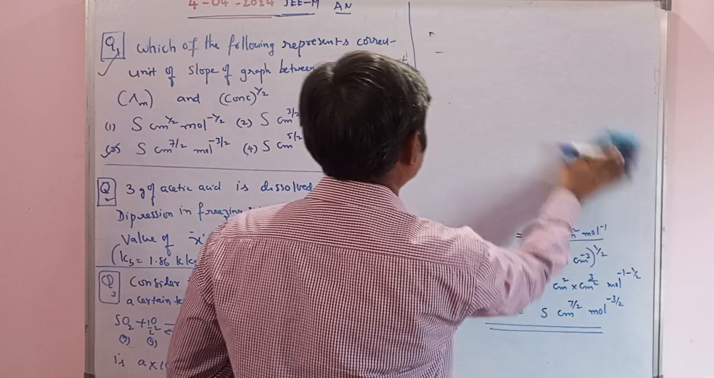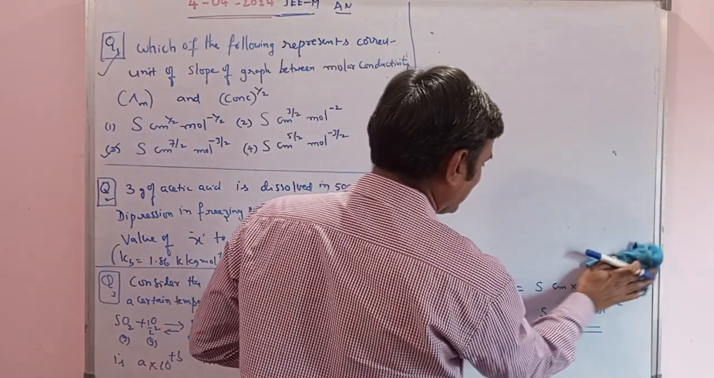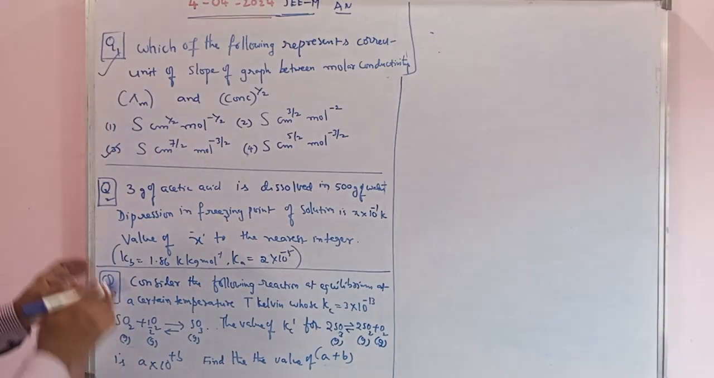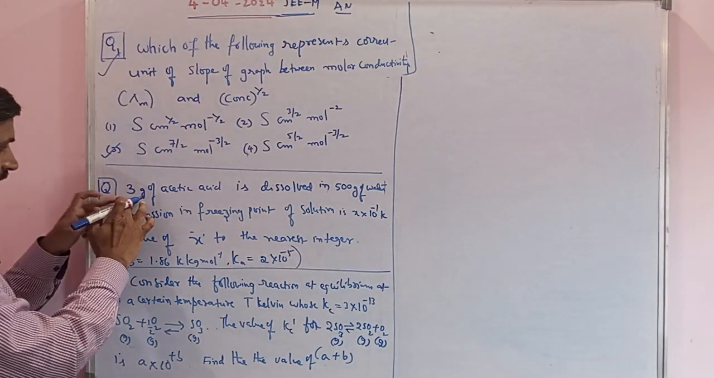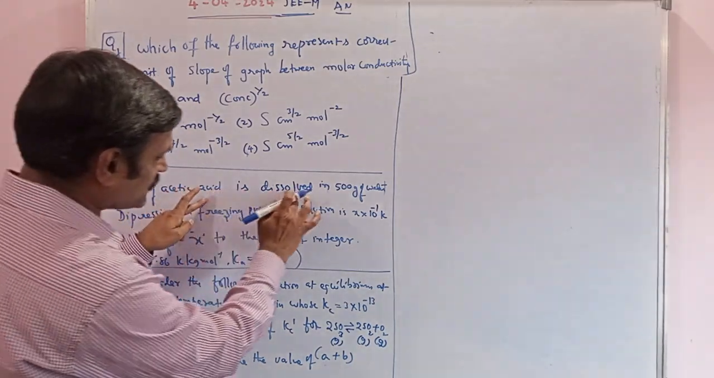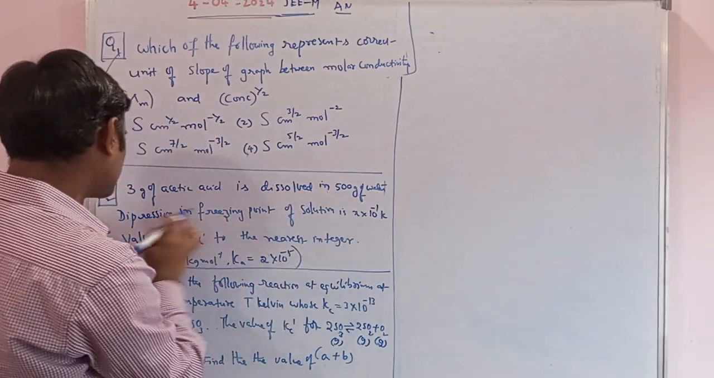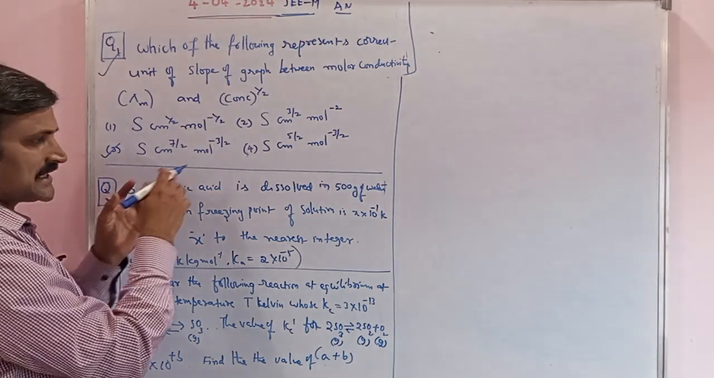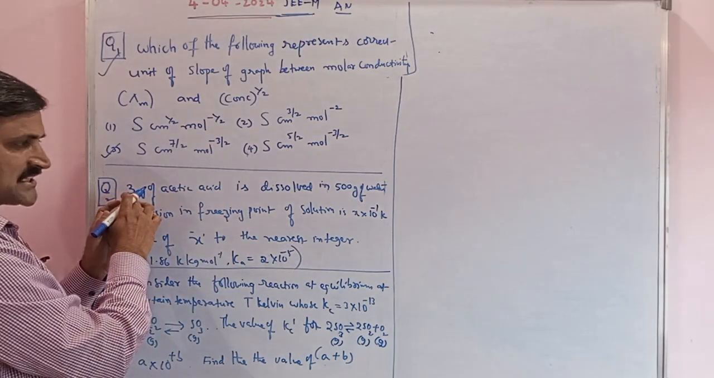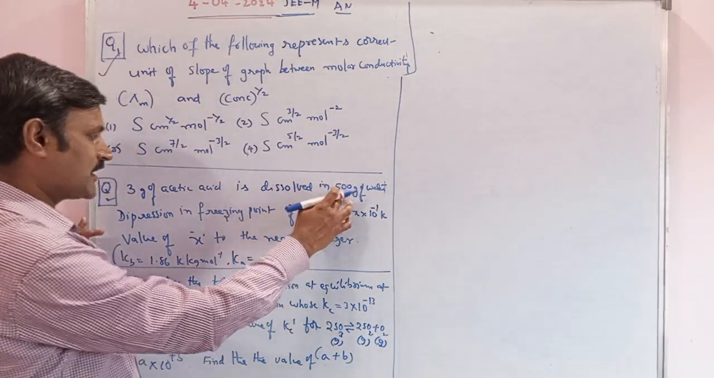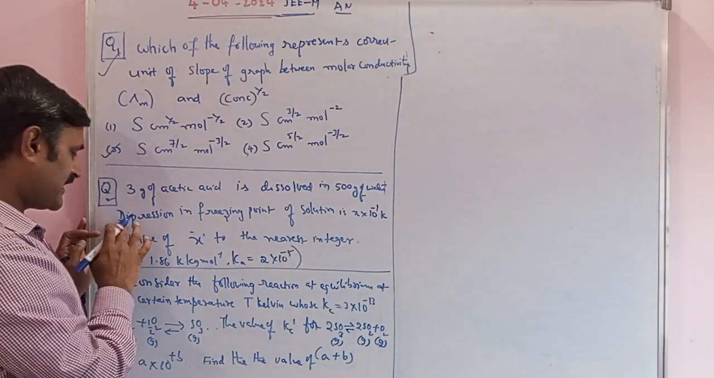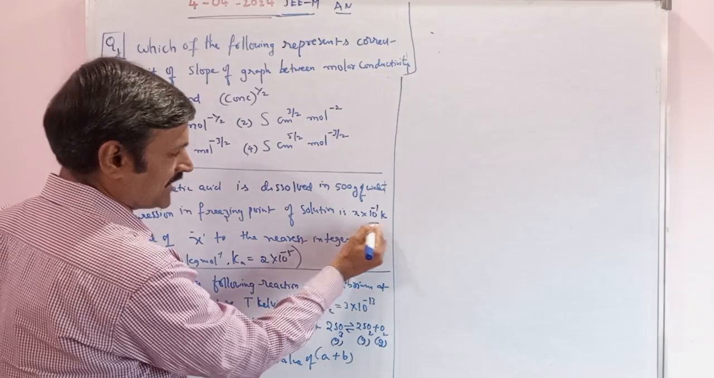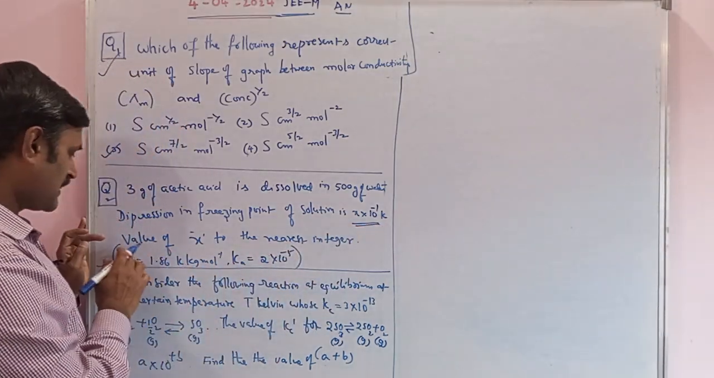When we move to the second question, it is, as I told, an integer type of question. 3 grams of acetic acid is dissolved in 500 grams of water. That means a solution is prepared with acetic acid, just 3 grams, and water, 500 grams. After that, the depression in freezing point of the solution is x into 10 power minus 1 Kelvin.